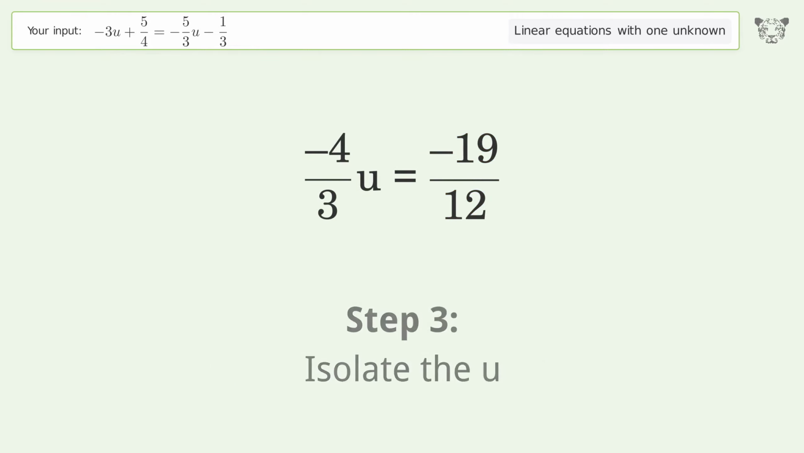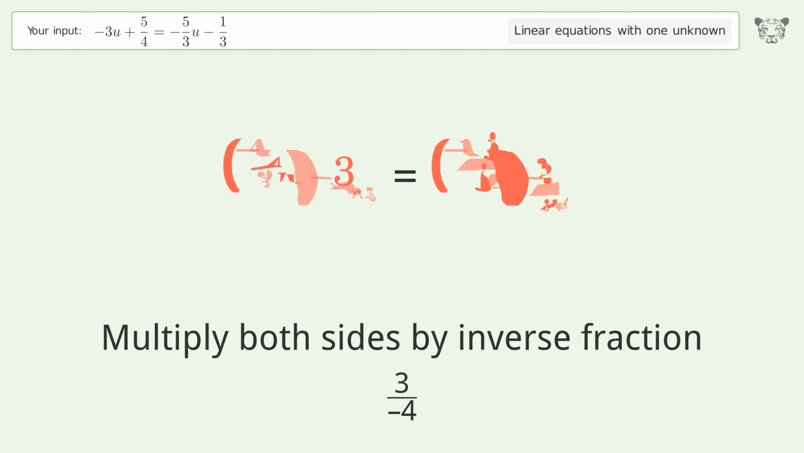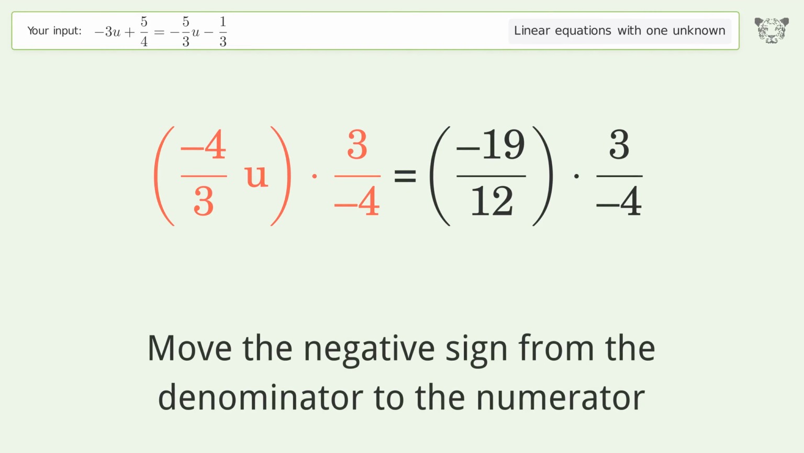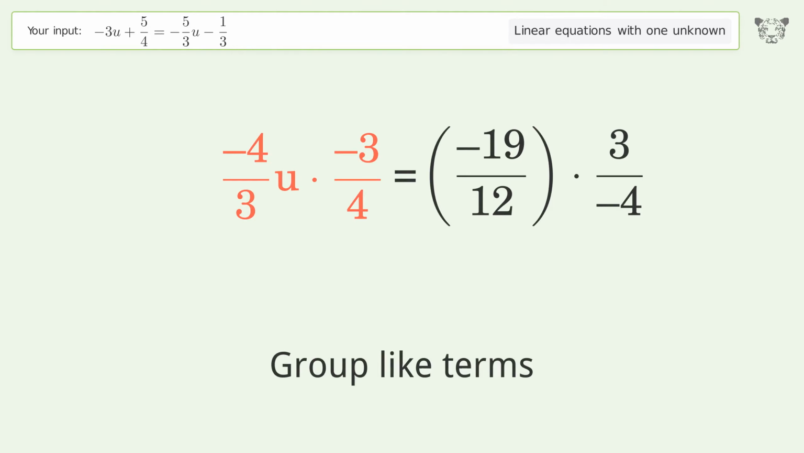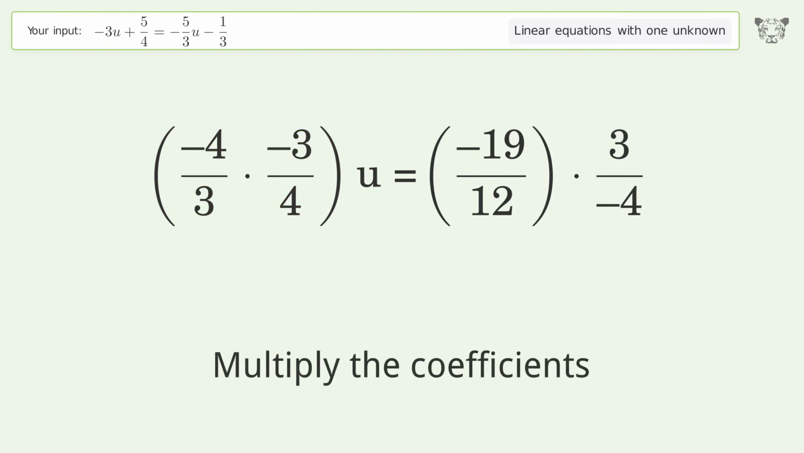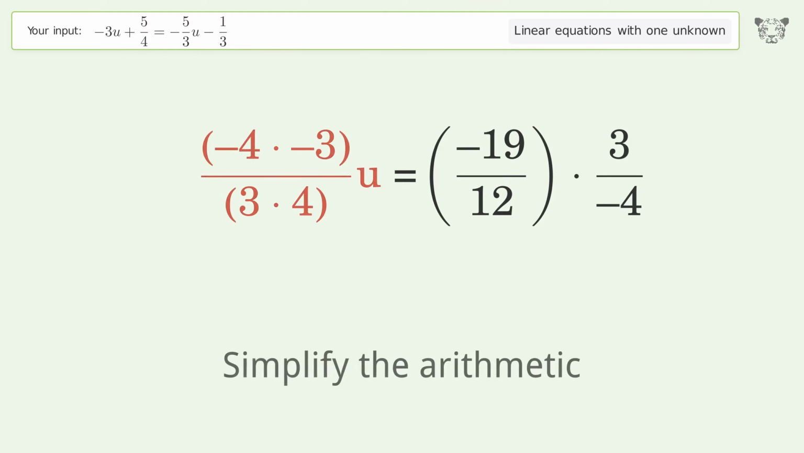Isolate the u. Multiply both sides by inverse fraction 3/4. Move the negative sign from the denominator to the numerator. Group like terms. Multiply the coefficients. Simplify the arithmetic.